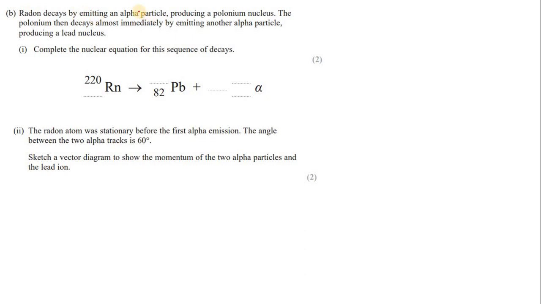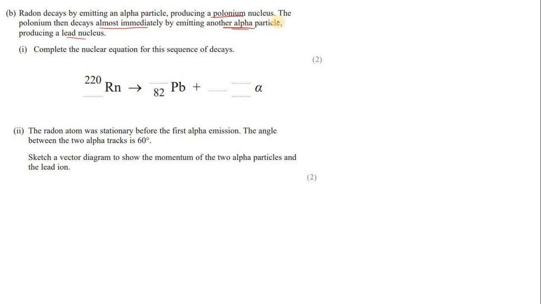Radon decays by emitting an alpha particle producing a polonium nucleus. The polonium then decays almost immediately by emitting another alpha particle producing lead. Complete the nuclear equation for this sequence of decay. So we have radon, lead and alpha.